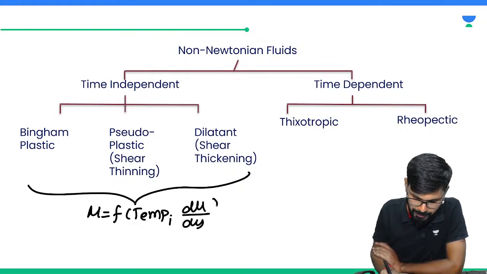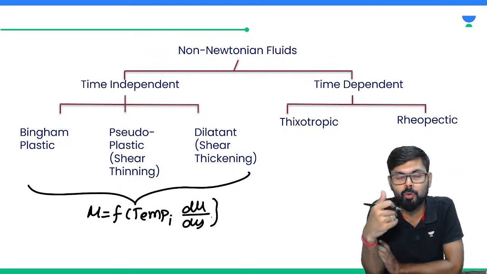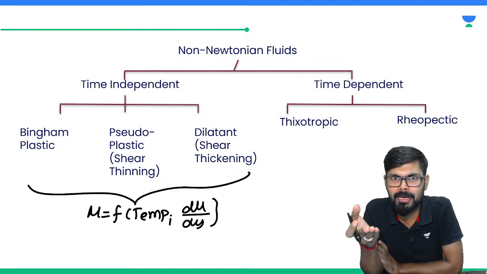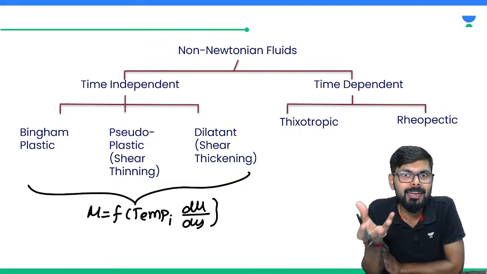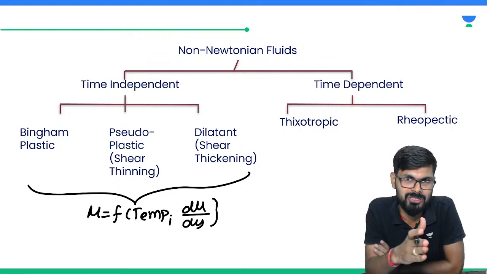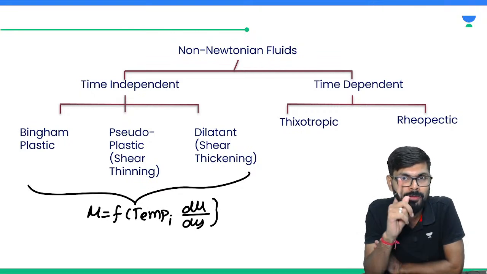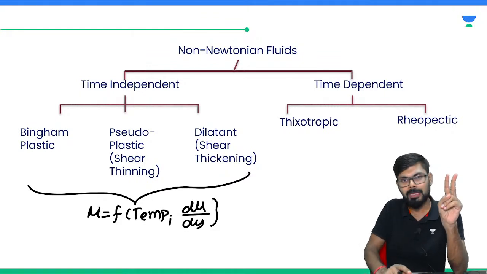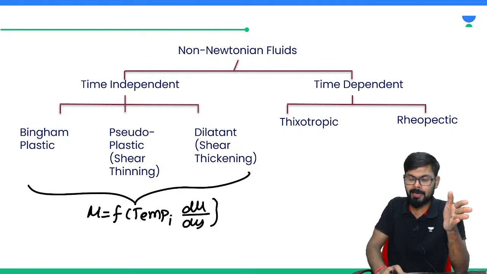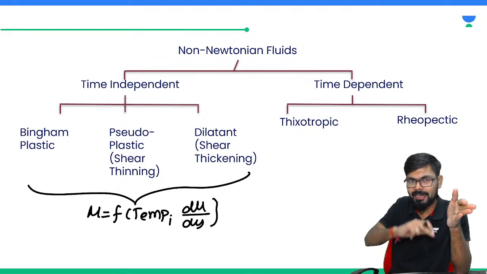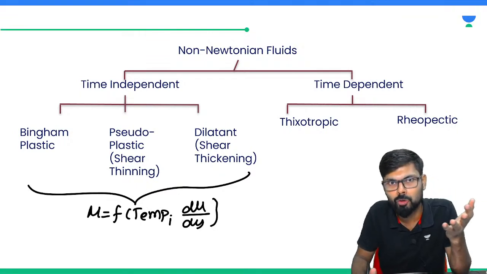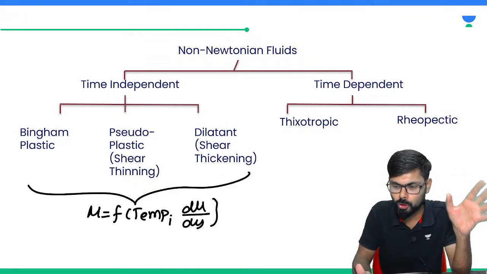So generally when we are understanding these concepts, two variables are there: one is temperature, one is du by dy. But when we define this, we define it for a particular temperature, so only one variable will be there. Temperature will be kept constant, and we will define these three on the basis of du by dy variation. That means if I vary du by dy, how viscosity is going to vary, that I am going to discuss.